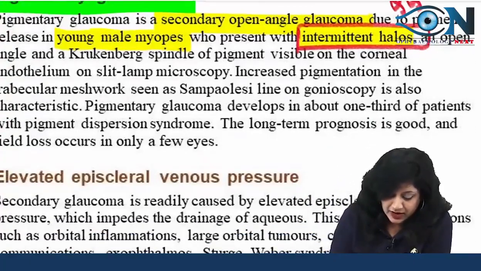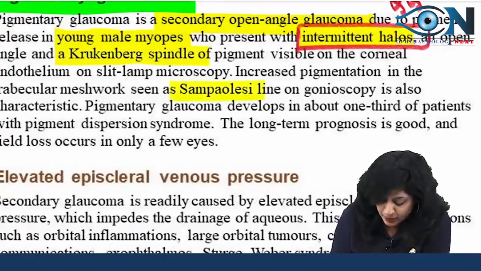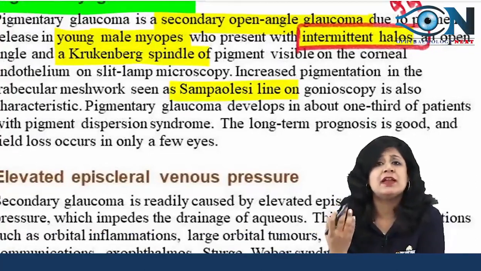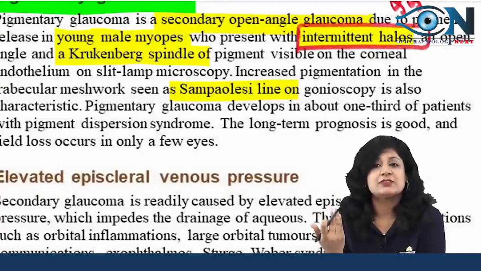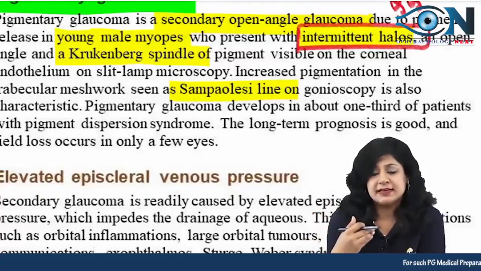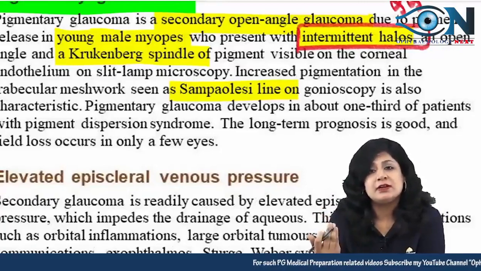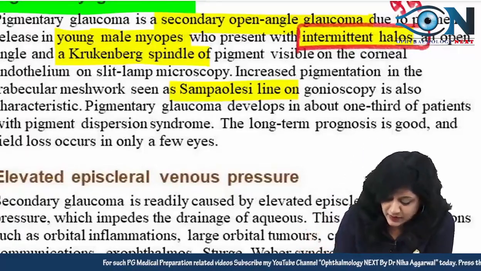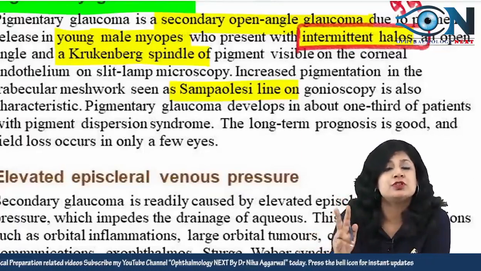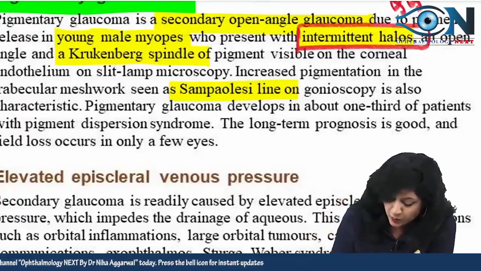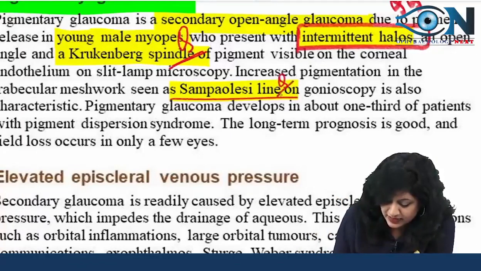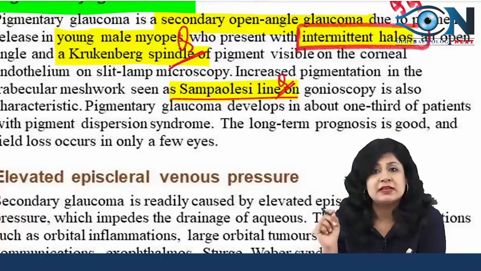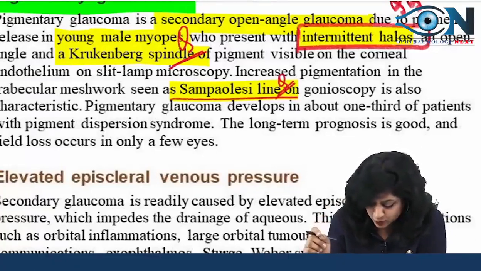You can also have the Krukenberg spindles and Sampaolesi's line. Now, when you are having a lot of pigments, you can have the pigments on the back surface of the cornea, that is called Krukenberg spindles. You can also have the pigments along the Schwalbe's line. Schwalbe's line is the prominent end of the Descemet's membrane of the cornea, and that is why it is said that there are two important features of your pigmentary glaucoma. One is your Krukenberg spindles and another is Sampaolesi's line. Krukenberg spindles and Sampaolesi's line are the two important features of pigmentary glaucoma.